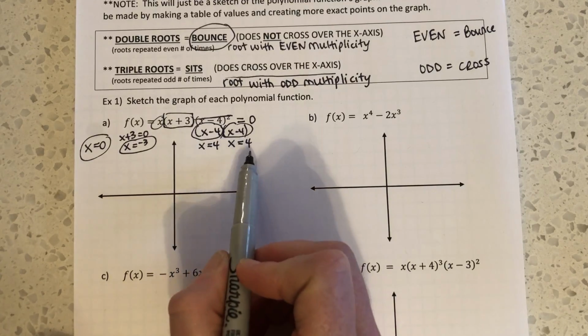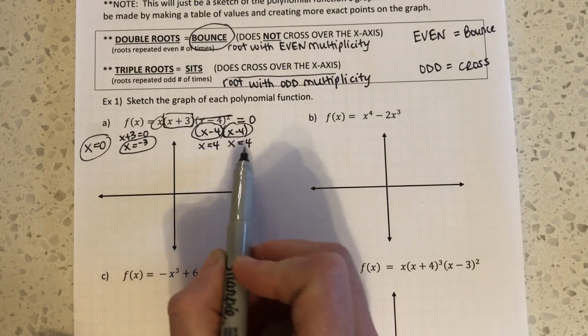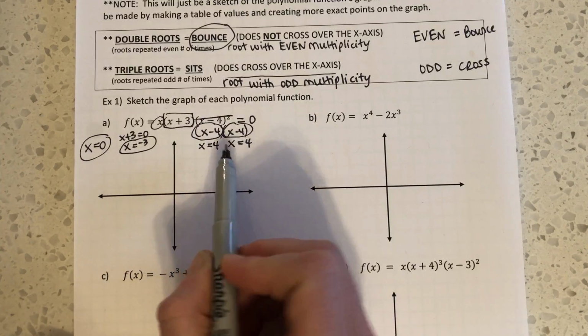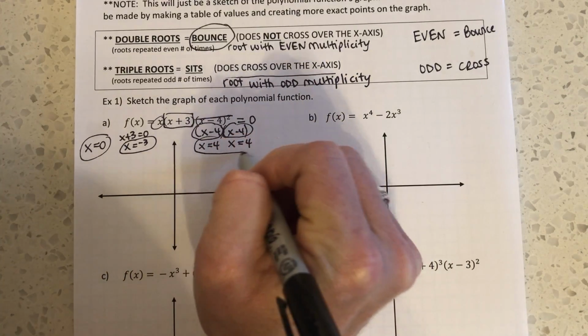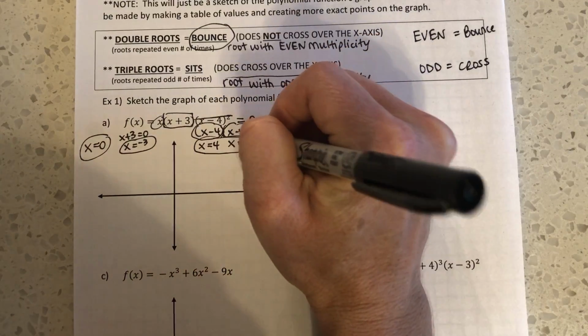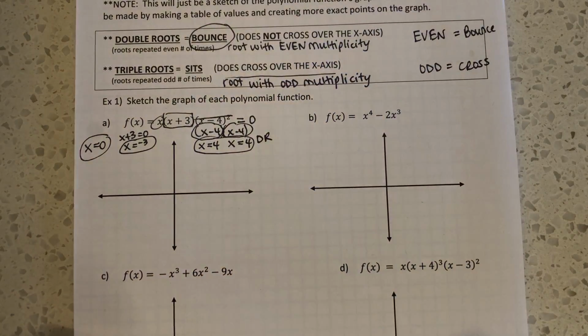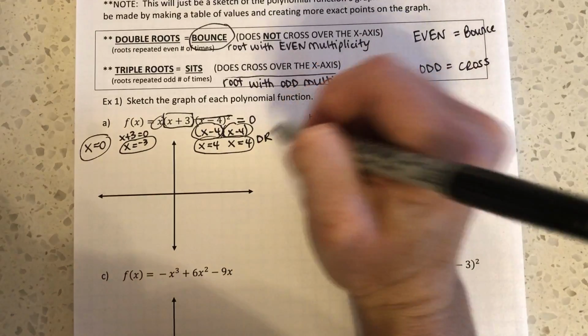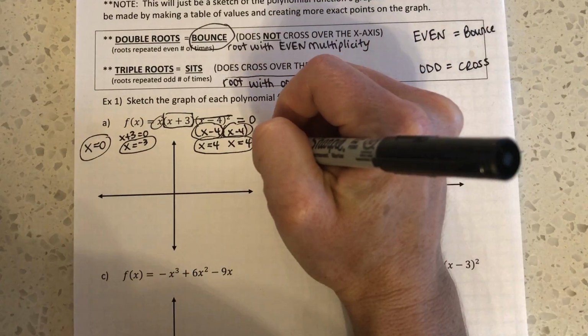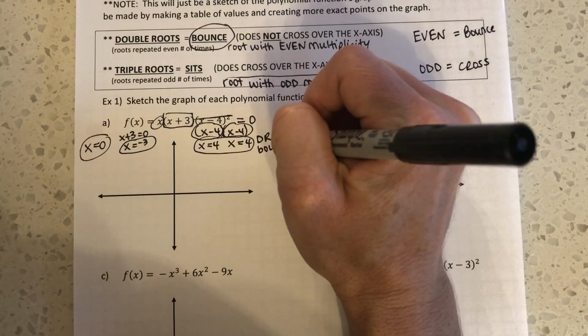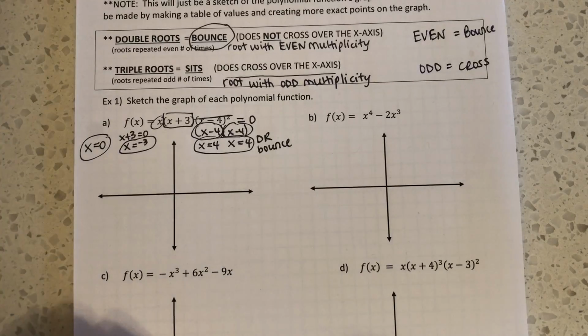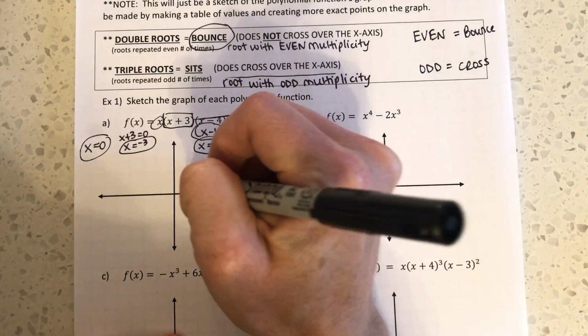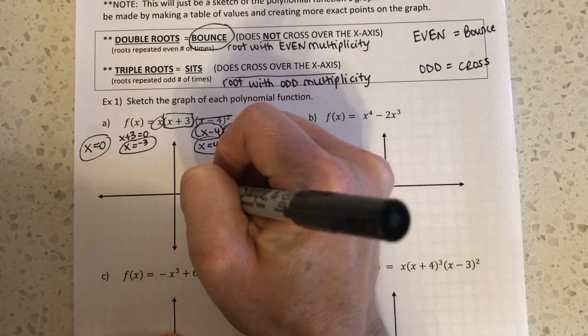That's what we call a double root. That's a root with even multiplicity, okay? So I like to circle those two and remind myself that's a DR, that's a double root, and the graph is going to bounce at double roots or roots with even multiplicity. So I put a little note. All right, now let's mark our x-intercepts.